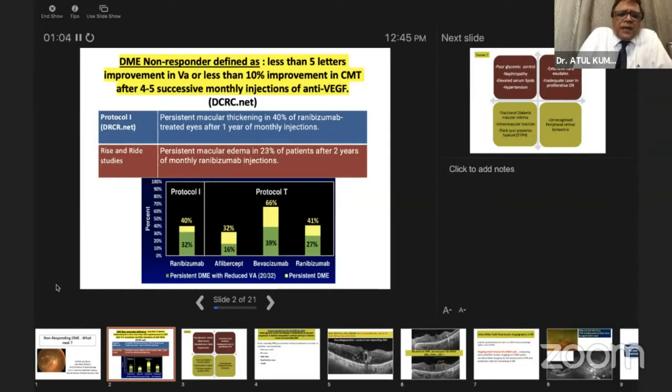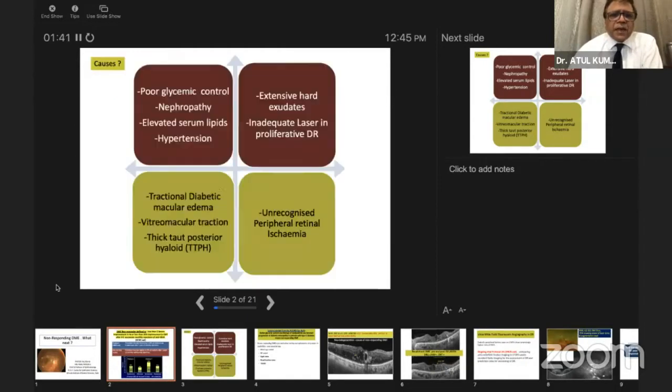So the protocol I and the protocol T, which were the two important drcr.net studies besides others, showed that nearly 40% of eyes had a problem, and there was persisting edema in 23% of eyes in the protocol T group in the Rise and Ride study. The protocol I showed persisting edema in about 40% of the eyes, and the Rise and Ride showed that there was persisting edema in about 23% of eyes after 2 to 3 years. So you have to understand that both the important studies showed that there was persisting macular edema.